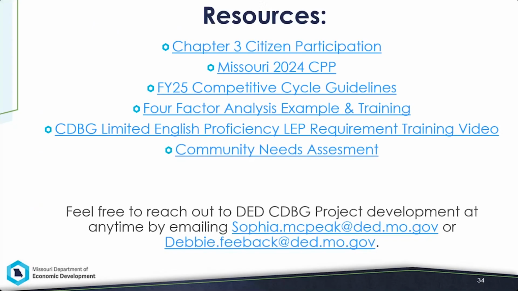So on this slide here, I've listed some helpful resources: Chapter 3 of the Admin Manual, our citizen participation plan for the state of Missouri, the 4-factor analysis, a little tutorial on how to do it, and the actual form that you'll fill out and submit with your application. And also a more in-depth training on the 4-factor analysis, a video that's on our website, and the community needs assessment template. I've also included here my email if you have any questions regarding any of those topics, and Debbie's. But you could also reach out to our project development email.